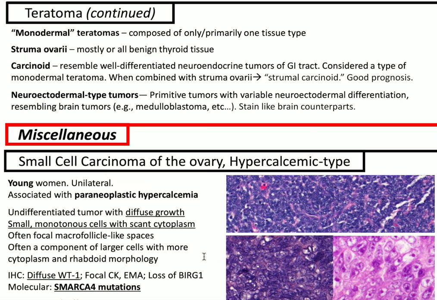You can have neuroectodermal type tumors, which are primitive tumors with variable neuroectodermal differentiation, resembling brain tumors like your medulloblastomas, and staining like their brain counterparts.